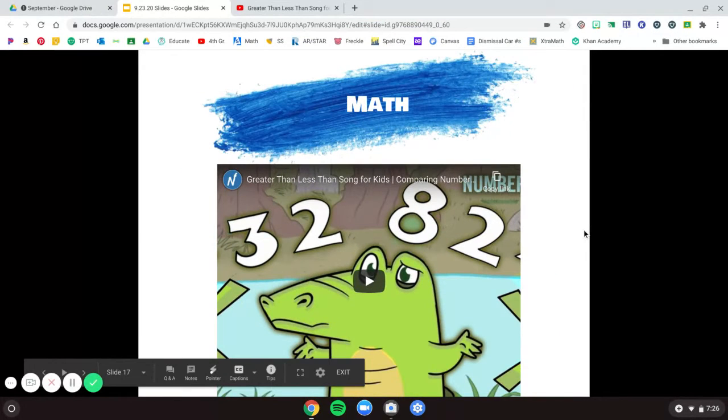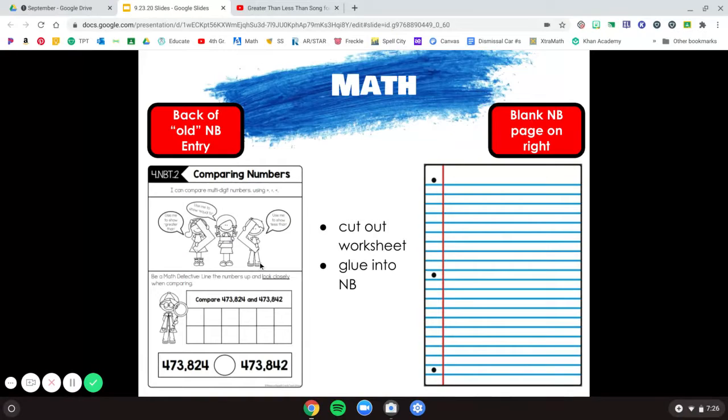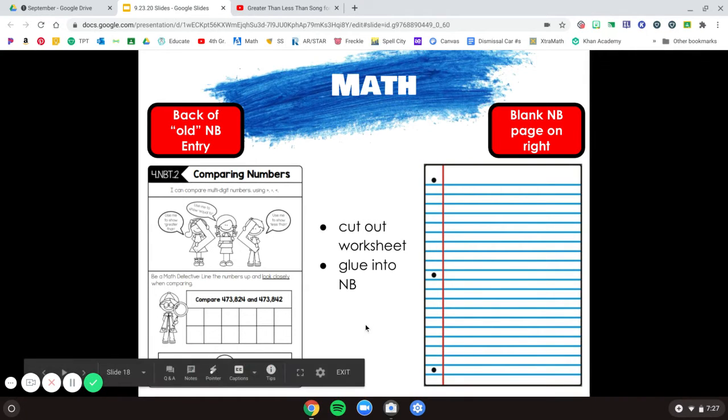All right, so now we're going to do some work in our notebook. So have your comparing numbers page and a worksheet to do some practice problems on, or a notebook page to do practice problems on next. Pause the video if you need to go and find those.